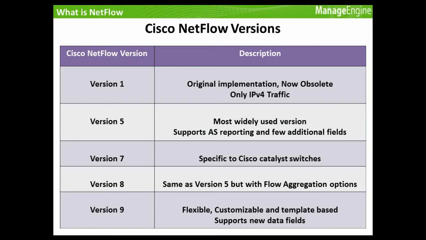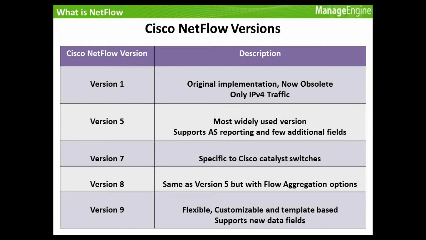Later on, there was also NetFlow version 8. It is exactly the same as version 5, but it had support for around 11 different types of flow aggregations. Flow aggregation is further grouping of flows before they are exported. Maybe all the flows are grouped based on their source IP addresses and exported with no other information, or all the flows are exported based on their destination IP address or type of application, something like this.